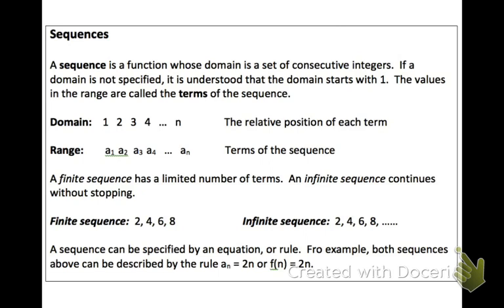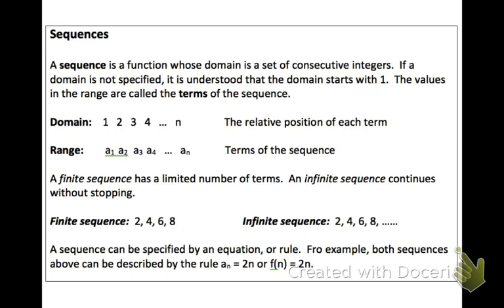So if we call those terms A, it's going to be A1, meaning the first output, A2, meaning the second output, and so on. A1 goes with term 1. A2 goes with term 2. Okay? Now, we see two different types of sequences.